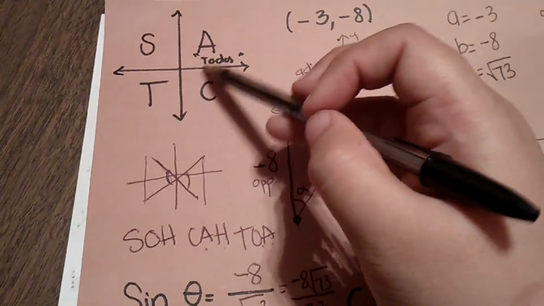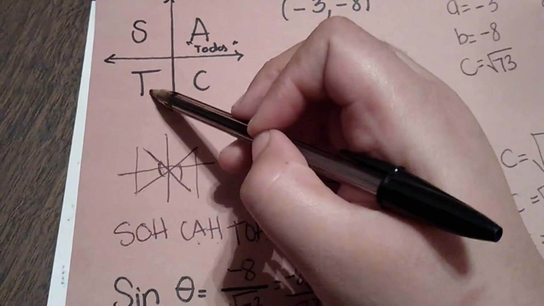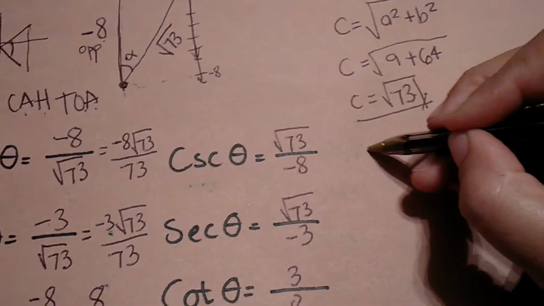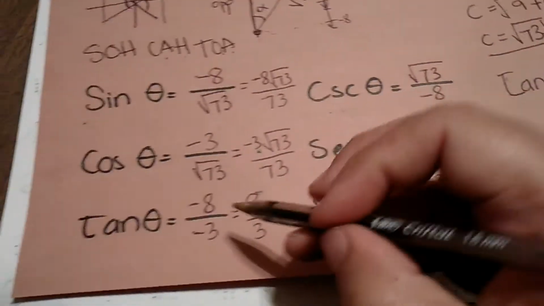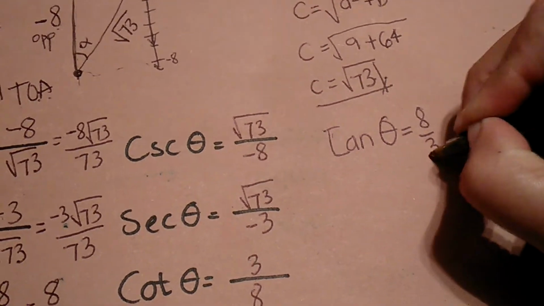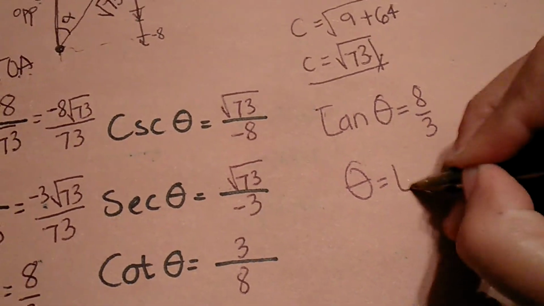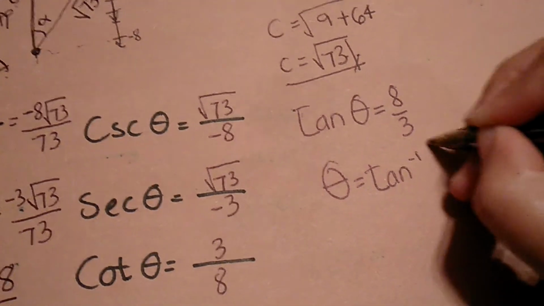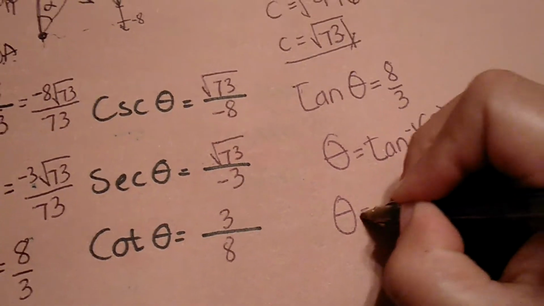Then you need to see, where are you? You are in quadrant number 3, so you need to use tangent. In order to find what? Beta. Tangent of theta equals 8/3. So if you want to search theta, it's going to be tangent inverse of 8/3 equals your angle.